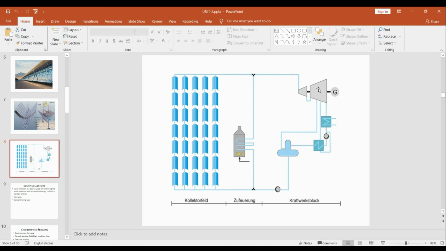Because of the turbine rotation, the generator will produce electricity. Again the condensed amount of water will be sent to the condenser unit. It will condense the water to low pressure water and be recirculated. So this is the cyclic process. This is the simple schematic diagram of the parabolic trough collector, as well as the working of the parabolic trough collector.